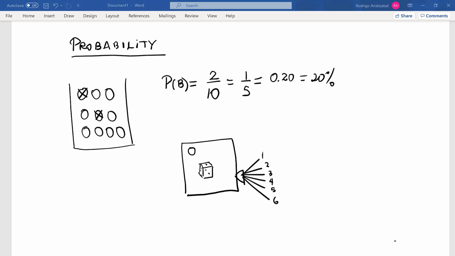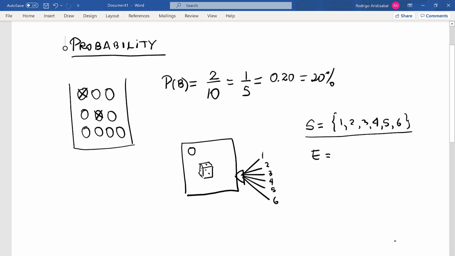Another classical example is when you throw a die. When you throw a die, you can obtain 1, 2, 3, 4, 5, or 6. The sample space is the set of all possible outcomes. In this case, it is 1, 2, 3, 4, 5, 6. An event is any subset of the sample space. An event, for example, could be getting an even number when you throw a die. Then this event consists of these 3 possible results: 2, 4, or 6. That is the event of getting an even number.